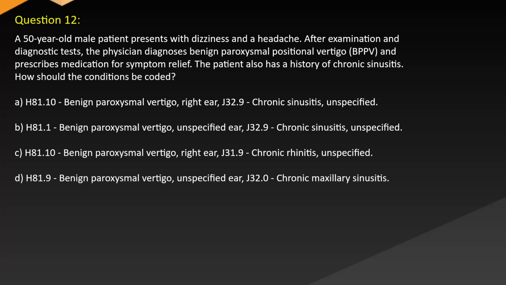A. H81.10. Benign paroxysmal vertigo, right ear, J32.9. Chronic sinusitis, unspecified. B. H81.10. Benign paroxysmal vertigo, unspecified ear, J32.9. Chronic sinusitis, unspecified. C. H81.10. Benign paroxysmal vertigo, right ear, J31.0. Chronic rhinitis, unspecified. D. H81.9. Benign paroxysmal vertigo, unspecified ear, J32.0. Chronic maxillary sinusitis.